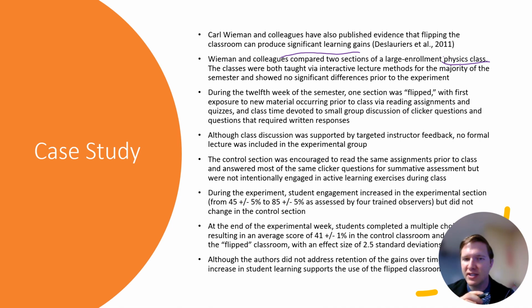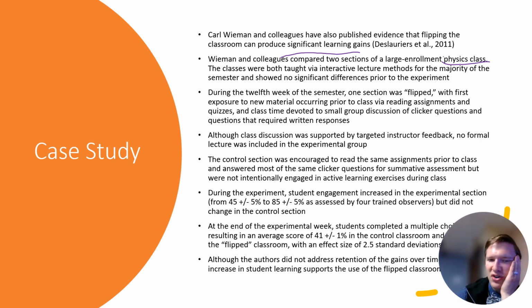The control section, they read the same assignments prior to class. They answered most of the same clicker questions, but they were not engaged in the active learning process during the class. So during the experiments, the student engagement increased in the experimental section from 45% to 85%. Pretty significant, right? Pretty significant. So these are all things that we're trying to think about.